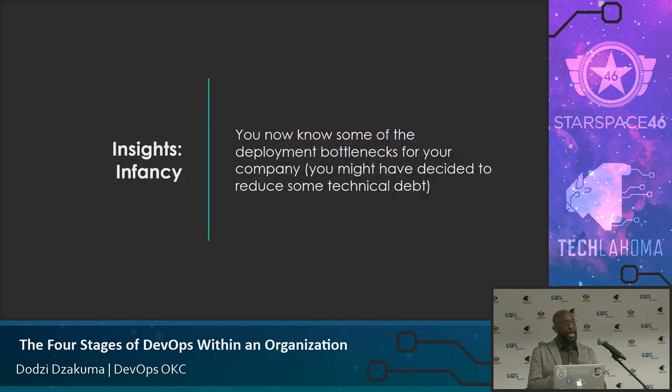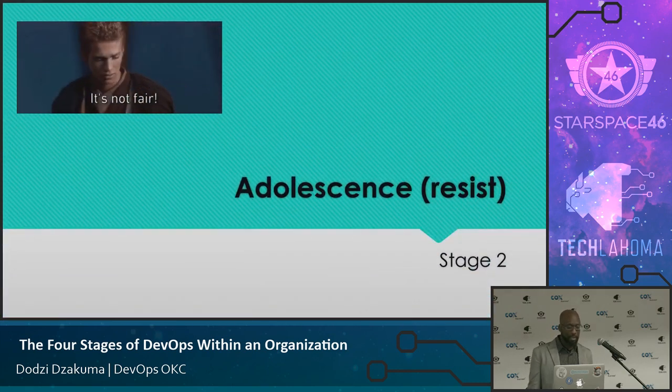So at this point in time, in your infancy, if you've asked yourself the question of how do I get to 10 deploys, you might know where some of your bottlenecks are, and you might have come to the decision that we need to start reducing our technical debt. That's some of the insight that you would get at this stage. On to the next, adolescence.